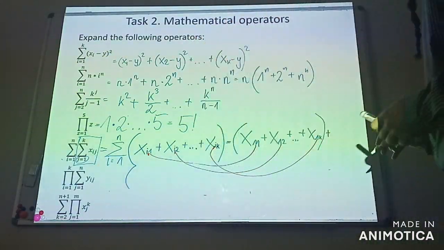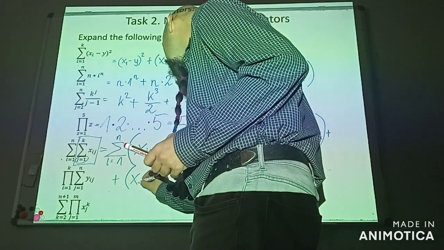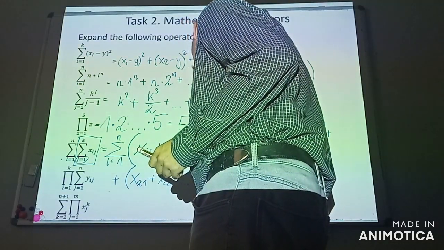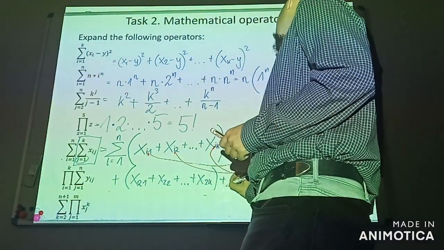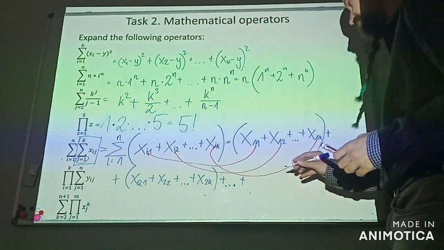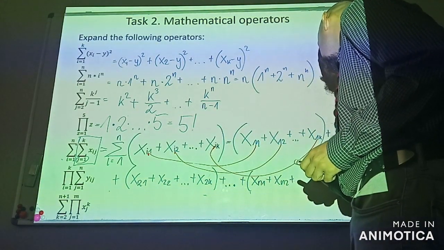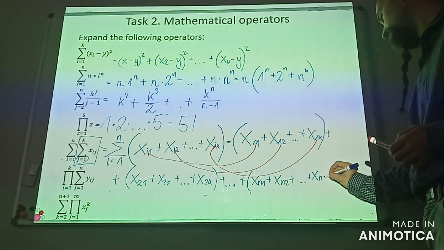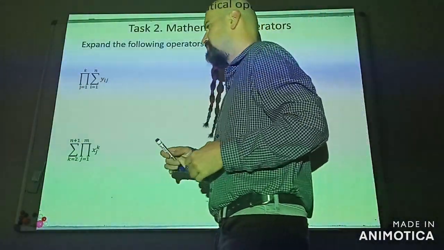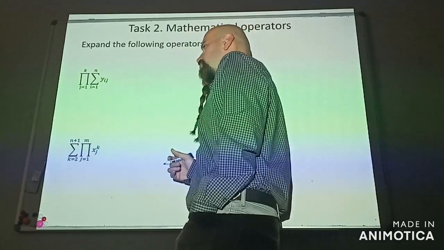In the second step, the next number after 1 is 2, so it will be x 2 1 plus x 2 2 plus 3 dots x 2 k. And so on, up to the last number, which is n. So we have x n 1, x n 2 and at the end x n k. I needed some free space. We can go to the next example.